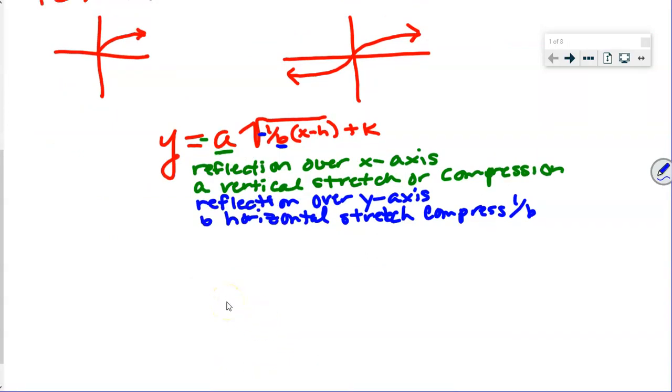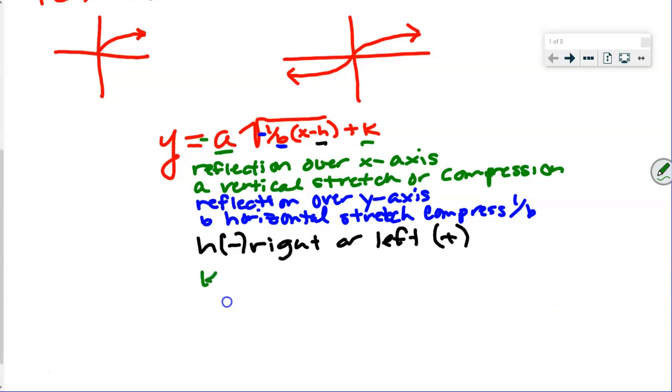Then we're going to talk about the h, and remember h means what? We're moving right or left. And we said when it's a plus there, we're moving left, right? And when it's a minus, we're moving right, okay? And then our last one has to do with this k, and our k means we're moving up or down, okay? And up is positive, and down is negative. There, okay? So now we're going to jump right into the next page.